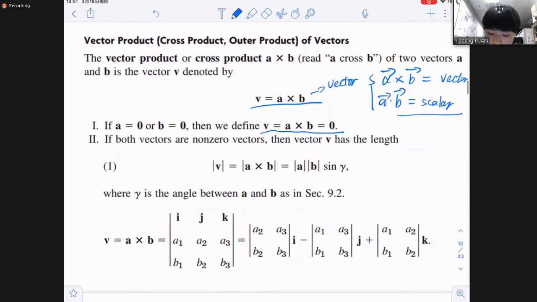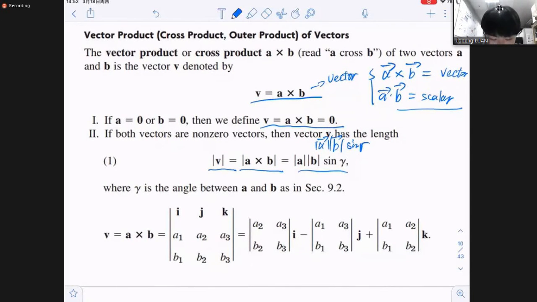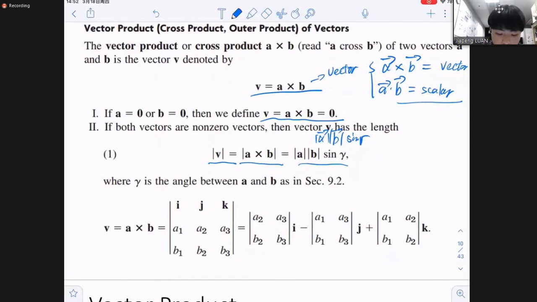Because A cross B is a vector, it has a norm. So how to calculate the norm of A cross B? It is actually the norm of A times the norm of B times sine gamma, where gamma is the angle between A and B. And also, this is the norm of V.